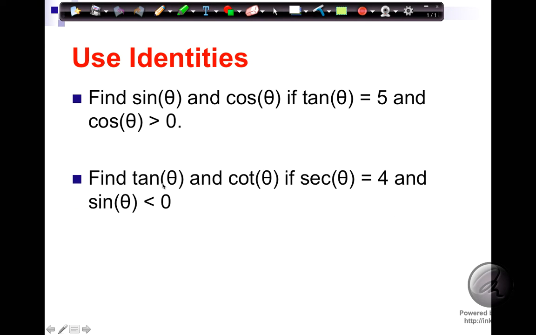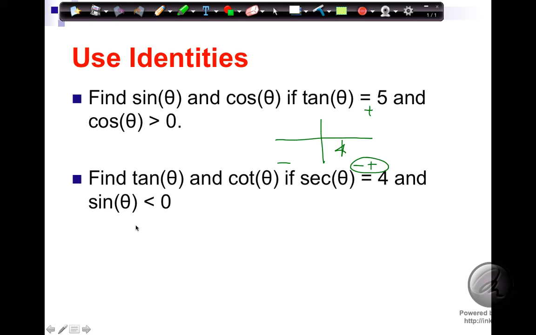What about this one? I want to know tangent theta and cotangent theta if secant is 4. Now, this tells me that sine is less than 0, so we have to think about what quadrant we're dealing with. Secant is positive, which means cosine is positive, and that's in quadrants 1 and 4. Sine is negative. Well, sine is negative here and here, so we're looking at quadrant 4. So our answers have to correlate to quadrant 4.